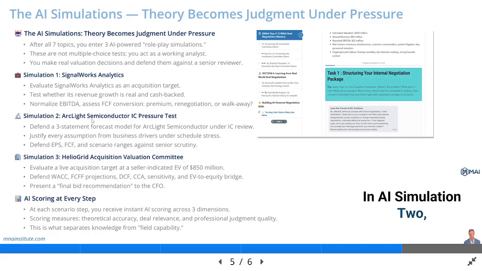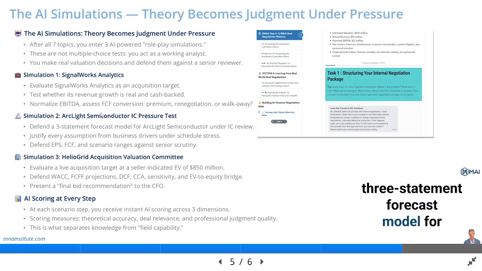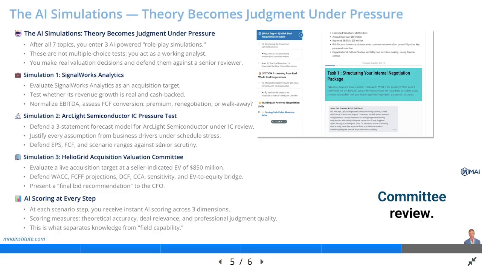In AI Simulation 2, you will defend a 3-statement forecast model for ArcLight Semiconductor under investment committee review. You will justify every assumption from business drivers, build and verify the model under schedule stress, and defend EPS, free cash flow, and scenario ranges against senior scrutiny.